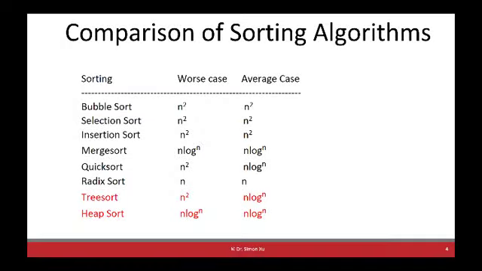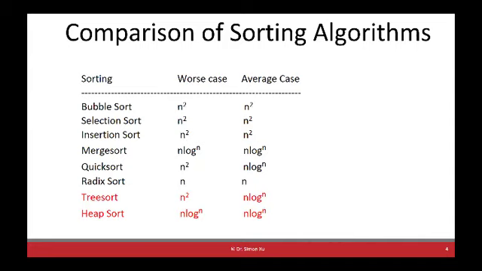Here is the table to show all the sorting algorithms, the worst case and average case time complexity. For bubble sort, selection sort, and insertion sort, the worst case and average case time complexity is n squared. The merge sort is n log n. The quick sort in the average case is n log n, but it has a worst case of n squared. The radix sort normally for worst case and average case is big O n.